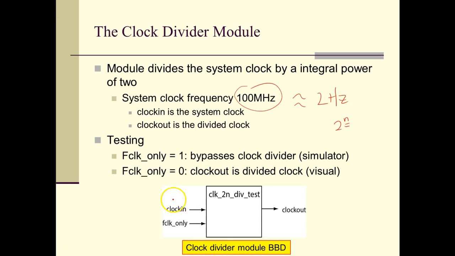The important thing is that it slows the clock down enough so you can see it count. So here's the input 100 megahertz frequency. Here's the divided frequency. What you do is this n value is a parameter. You override the parameter when you instantiate the clock divider.